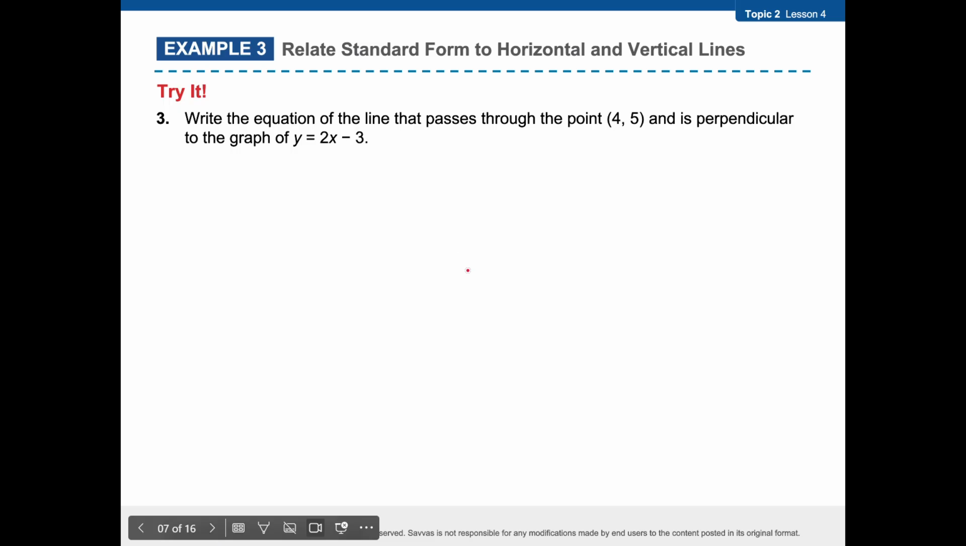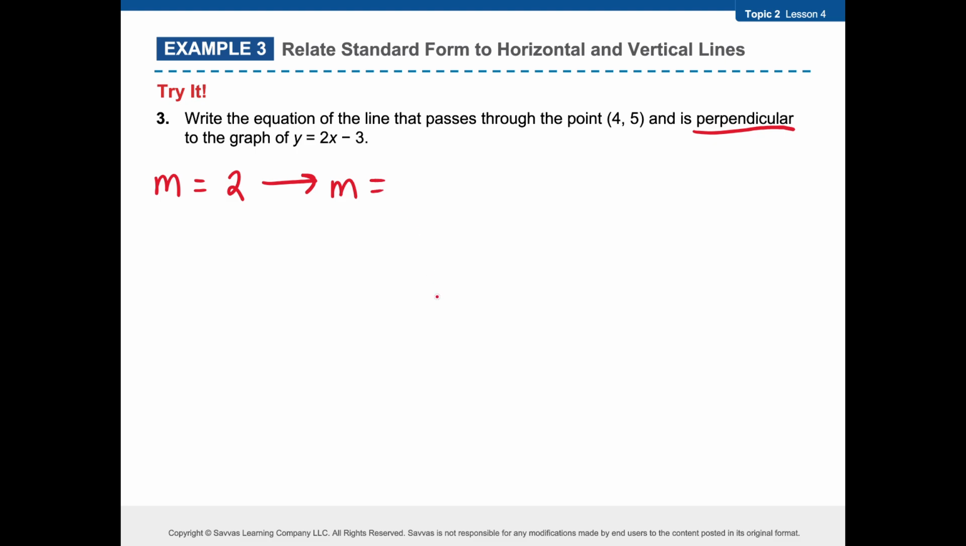Alright, so here's your try it. Write an equation of a line that passes through 4, 5 and is perpendicular to the graph of y equals 2x minus 3. First step, identify the slope of the equation that they gave you. The slope here is 2. In order for me to write a perpendicular line, it has to be the opposite sign, so my new one has to be negative. And 2 is the same thing as 2 over 1. So if you do the reciprocal, it would be 1/2.